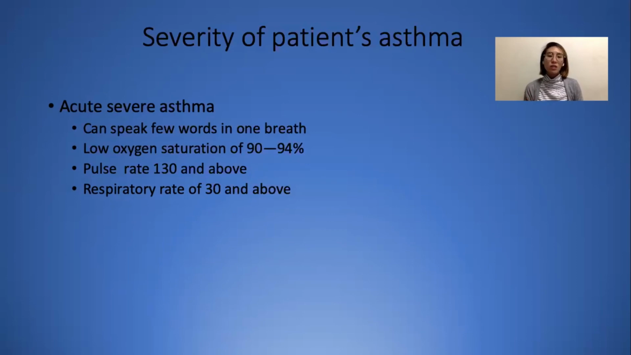In the case of Mr. Smith, he has acute severe asthma as he has three clinical manifestations which categorize him as a severe asthma patient. These are the inability to speak a few words in one breath, a low oxygen saturation of 94%, and above normal ventilatory rate. So let us remember these symptoms and be aware so we can use this in our daily assessment, as asthma is one of the leading respiratory problems in Australia.